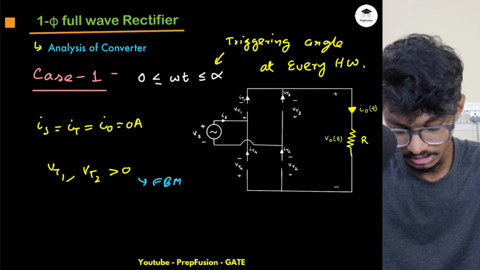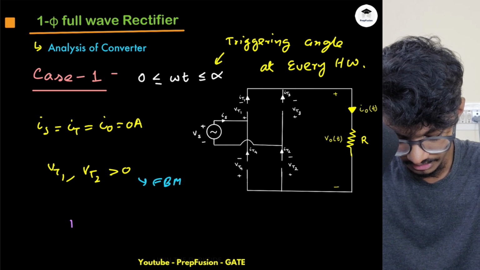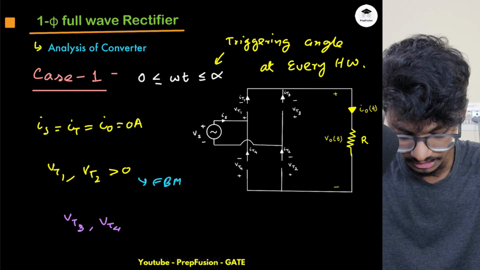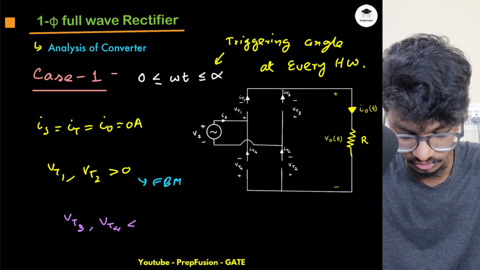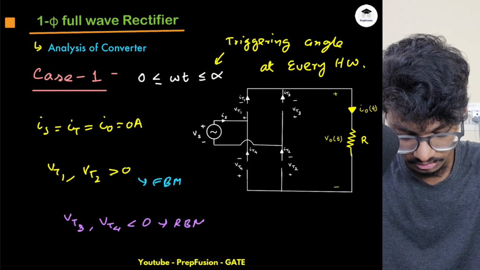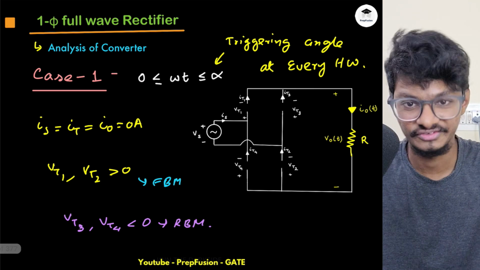And obviously my VT3 and VT4 are less than 0, because those are equal to minus Vs. So they will be less than 0, and they are in the reverse blocking mode. Okay, so nothing special happens here.